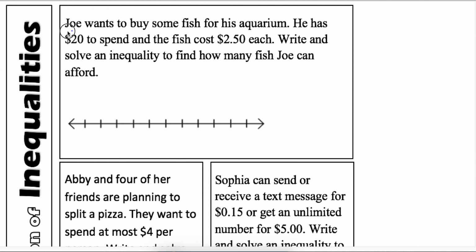So one fish is $2.50. If I put one in there, if I put two in there, it's going to be $5, and so on and so forth. And we want this cost to be less than or equal to $20. Okay. So we've got to solve it. We've got to get the F by itself.